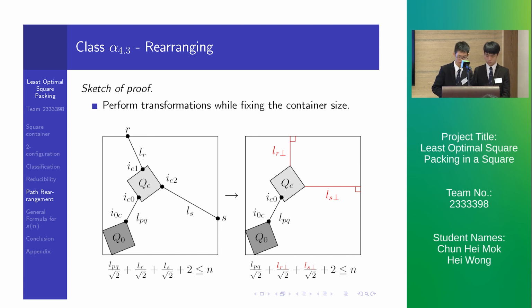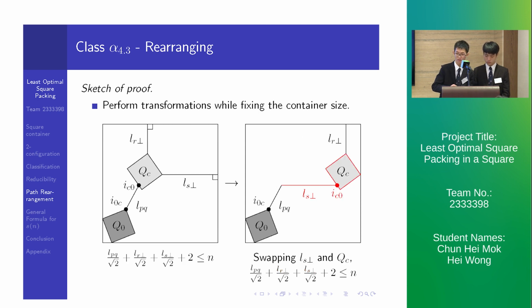Now comes the rearrangement. We'll swap LS perp and QC as shown. And after further swapping LR perp, QC now touches the two sides of the container. Finally, we replace all the line segments with one like so, and voila, without changing the container size, this is now of class alpha 4.2, with an L small enough to prove our claim. Class alpha 4.4 is handled in the same way.